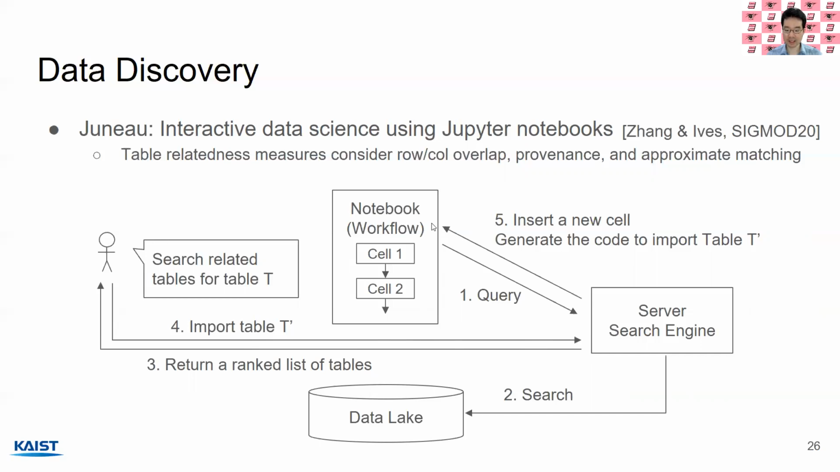And so here the key technical challenge is finding the related tables. Juneau uses measures that use the row and column overlaps, provenance information, which intuitively captures the purpose of creating each data set, and approximate matching measures.